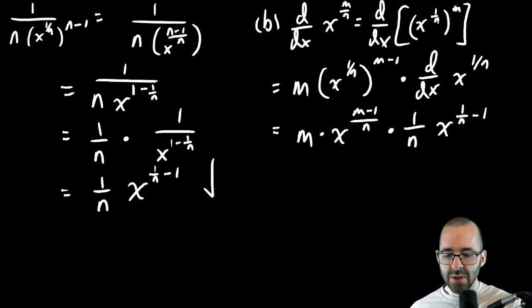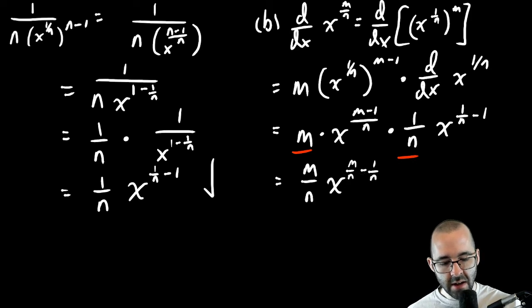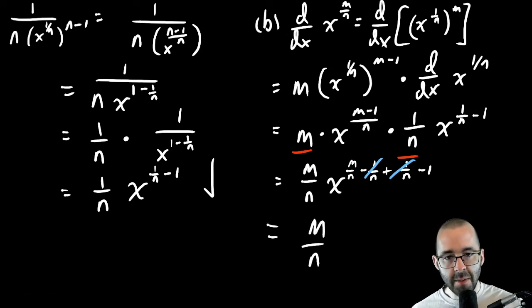And now it's just a little bit of housekeeping. This is all getting multiplied together, so we can multiply it in any order. This first part becomes m over n. In the second part, we just add the exponents together. This right here is m over n minus 1 over n, and we're adding this exponent, plus 1 over n minus 1. Well, minus plus, they cancel out. And we get exactly what we wanted: m over n times x to the m over n minus 1.